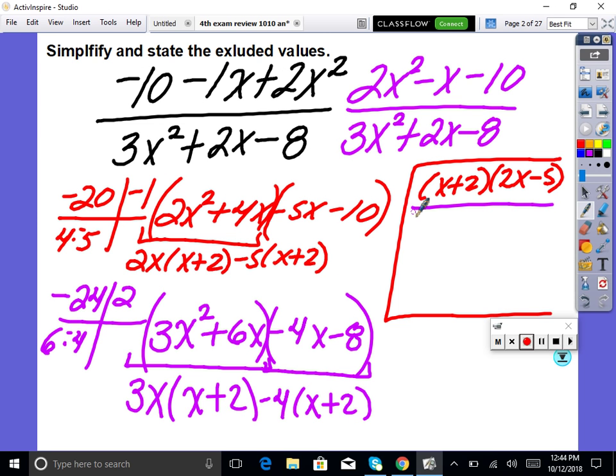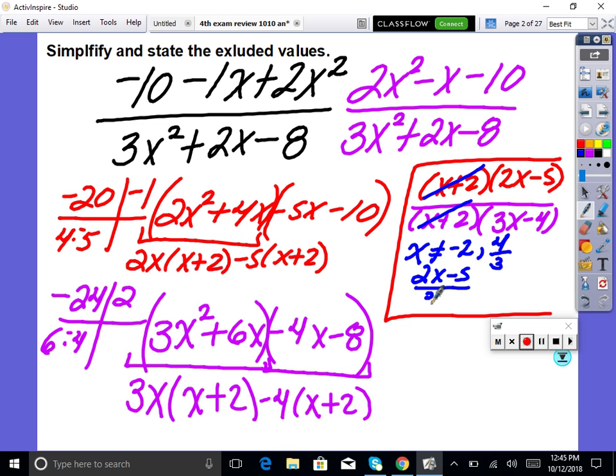So on bottom I have an x plus 2 and a 3x minus 4. Restrict first and then divide out exact factors. So we'd say x cannot equal negative 2 or, set that equal to 0, so add 4, so that'd be 4/3. And then it looks like we can divide out these exact factors. So 2x minus 5 over 3x minus 4. Alrighty, there's our final answer for that one.